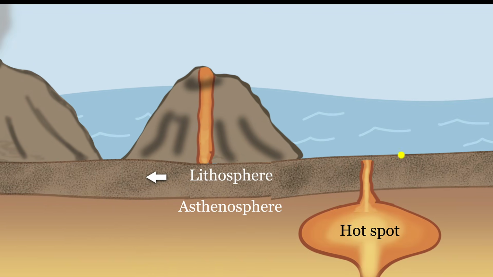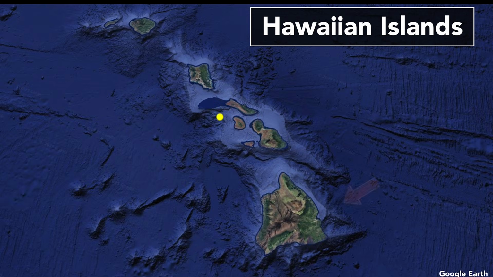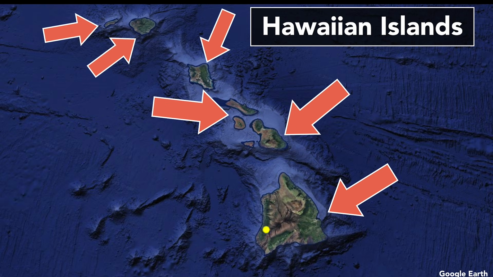The youngest island would be close to the hotspot and it would be volcanically active. The older ones would be farther away, they would be less active or dormant. This is how the Hawaiian Islands are formed. There's a hotspot over here. So this is the youngest island. It's pretty volcanically active. And these are the oldest ones.